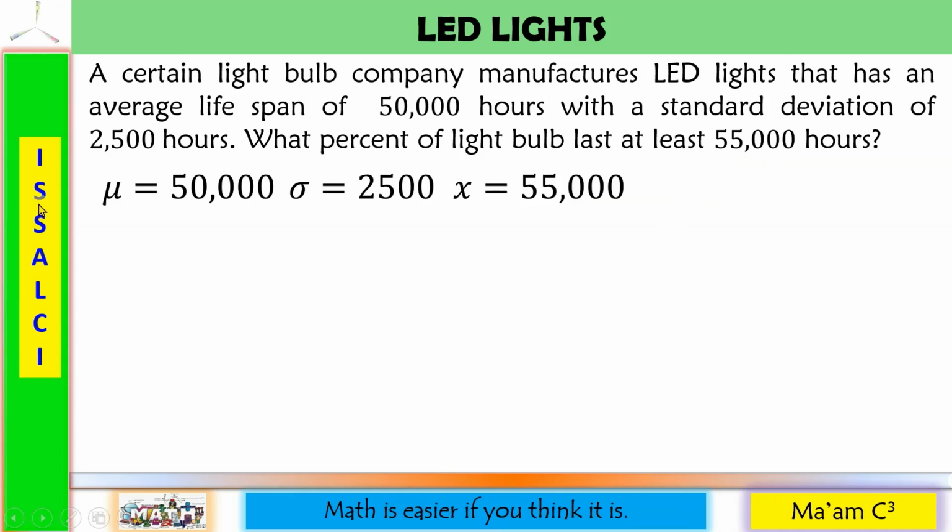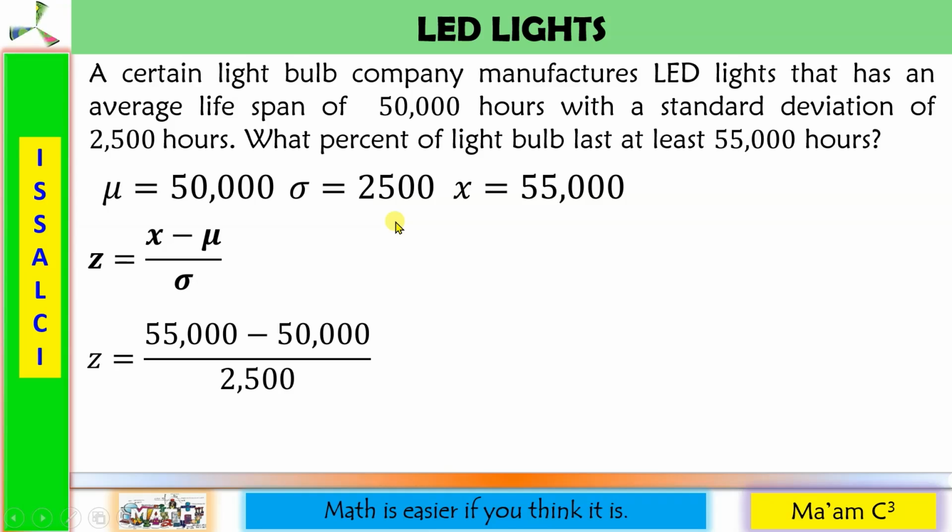Step 2, solve for the value of z. So z is equal to x minus mu all over sigma. Let us substitute our values here. Our x is 55,000 minus our mu, 50,000, all over our sigma, 2,500. 55,000 minus 50,000 is 5,000. Divided by 2,500, z is equal to 2.